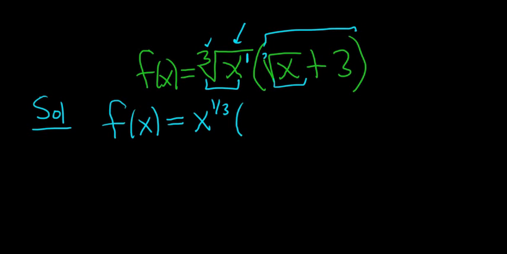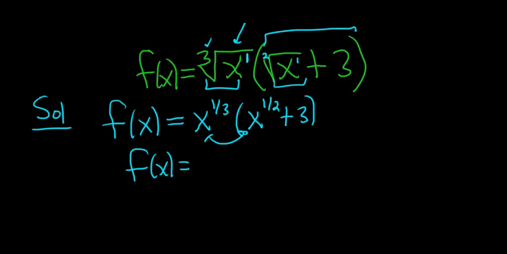And then there's an invisible 2 here, and there's a 1 here, so this is x to the 1/2 plus 3. So all we've done is take all our root functions and write them as exponents. Now we'll go ahead and distribute. So when we multiply these, we have to add the fractions. So we get x, and we have to add 1/3 to 1/2.